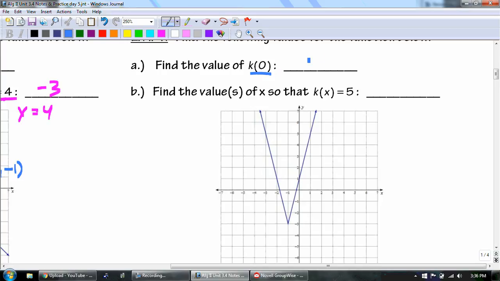All right, so k of 0, when x equals 0, what do we get? Well, there's our line, and boom, there's the point. That is the point 0, 1. So 1 is our answer.